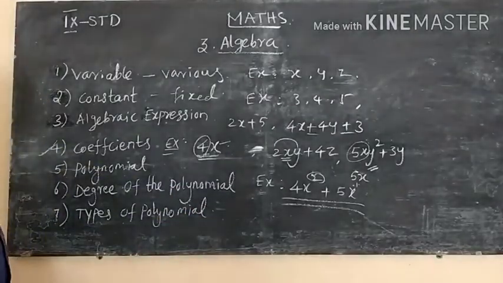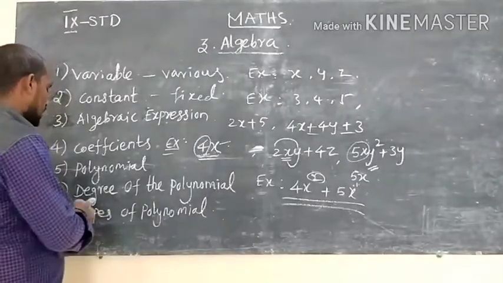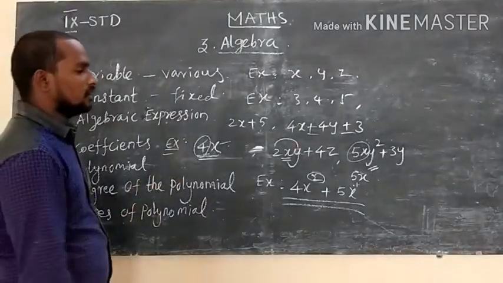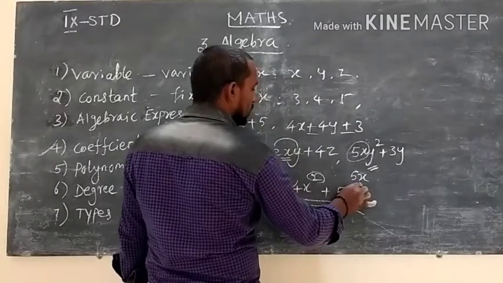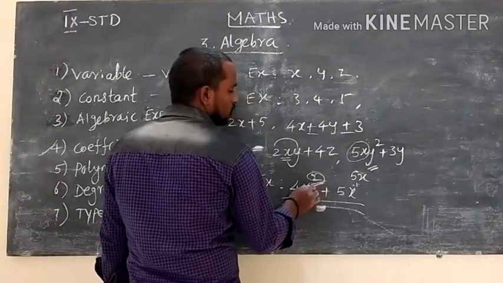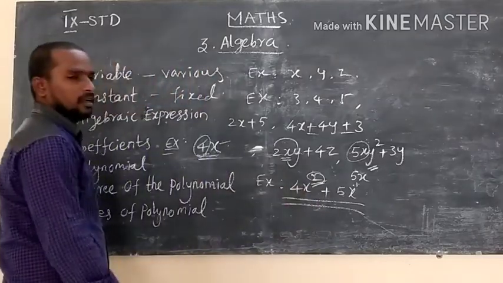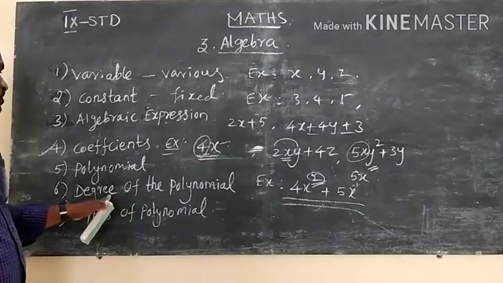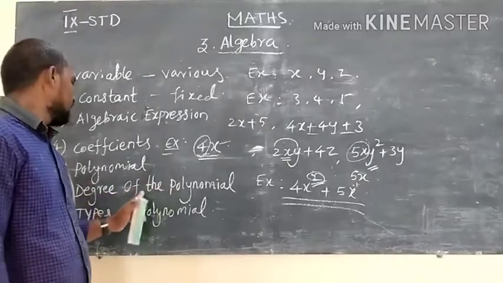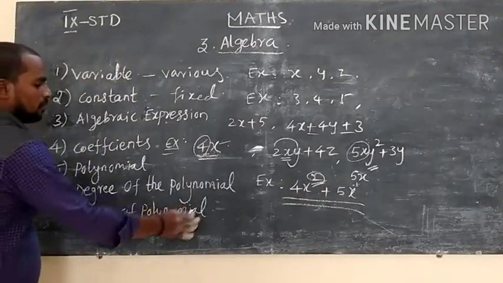Then the degree of the polynomial. The highest power of the polynomial is called the degree of the polynomial. Here, consider the powers. This is 2. This is 1. Which one is the highest? The 2 is the highest. The degree of the polynomial is 2. Have you understood? The highest power of the expression is the degree of the polynomial.